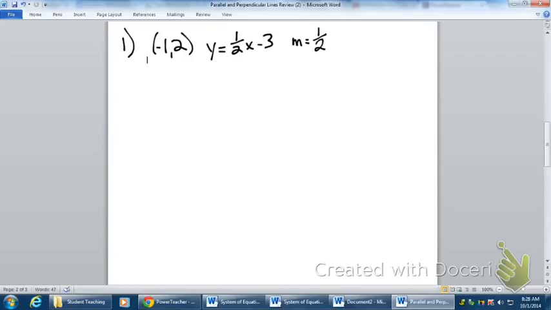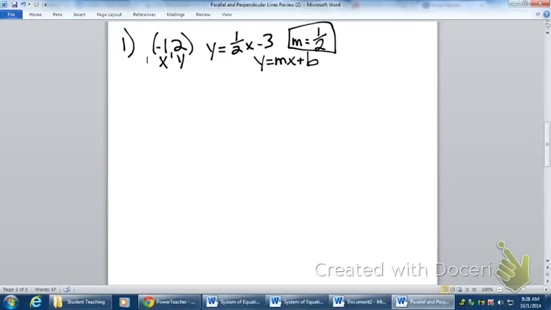Now that we have a slope, and our line has to go through that point, -1 and 2, we can use y equals mx plus b, our slope-intercept form, to figure out an equation. Because, first of all, we have a slope, and we also have an x and a y. The only piece of information we're missing is the y-intercept, or the b value.